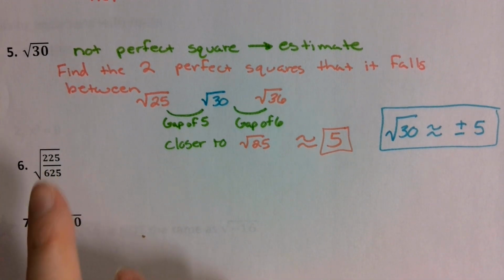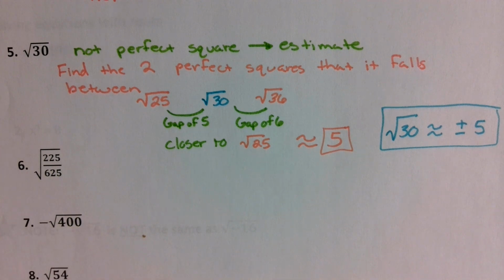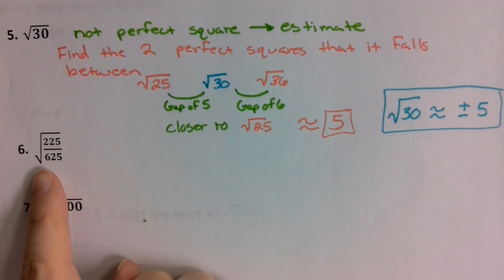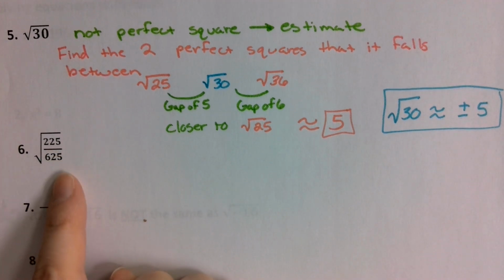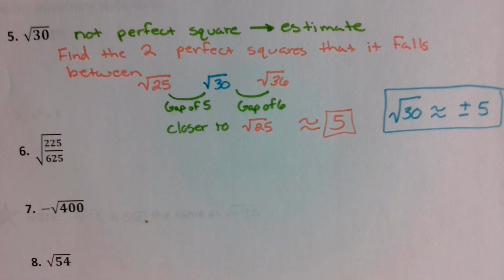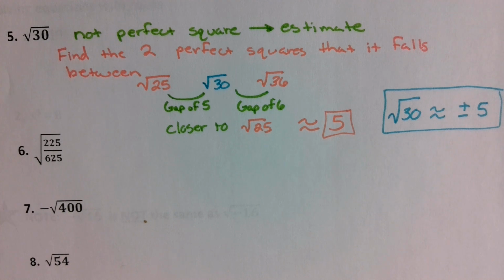Okay, I want you guys to do number 6, 7, and 8 on your own. All right, let's go ahead and go over this. So problem number 6, we have the square root of 225 over 625. Who can tell me what they got as their simplified answer? Come on, Elijah, what did you get?